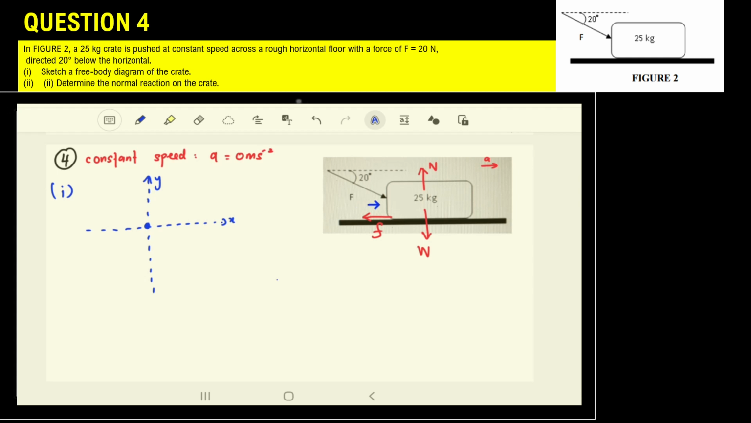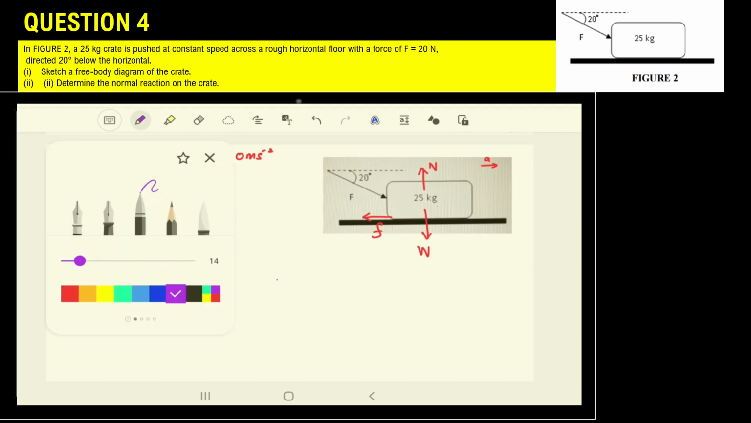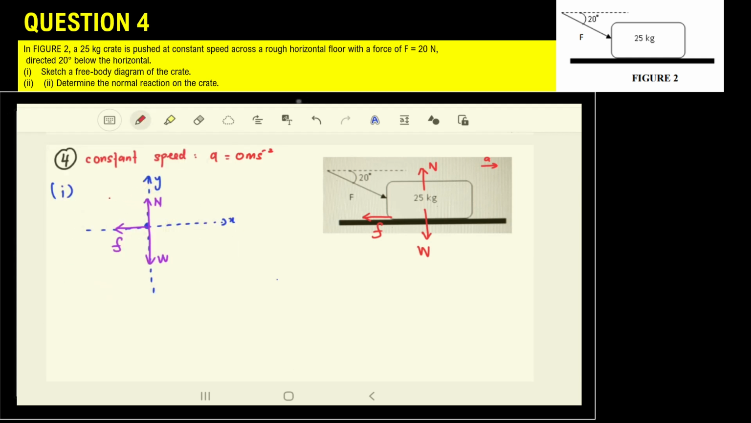The head of the arrow cannot be on the dot. It must be the tail of the arrow on the dot. Alright, let's sketch. We have normal, and then weight downward, and the frictional force; you can see here the arrow should be in this direction. Let me draw first. It should be like this, F. But remember, for the free body diagram, all the tails of the arrows must be on the dot.